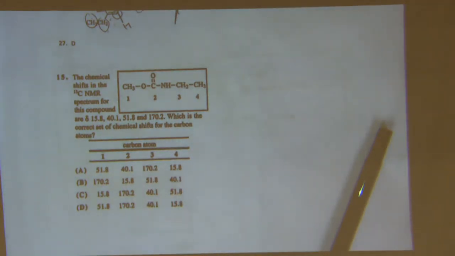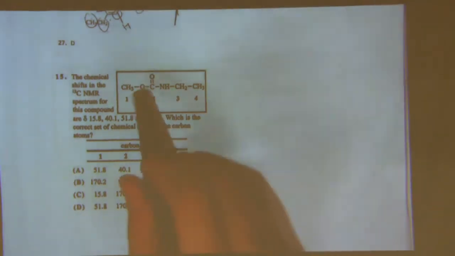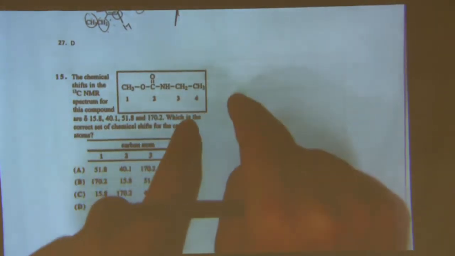Okay. The chemical shifts in the C-NMR, so we're going to carbon NMR. The spectrum from this compound are 15.8, 14.1, 51.8, and 170.2. Which is the correct set of chemical shifts for the carbon atoms? So, what is this asking? Yeah, ppm value, how do you shield it? It's just asking which one of these, what is the correct ppm for each one of these carbons?